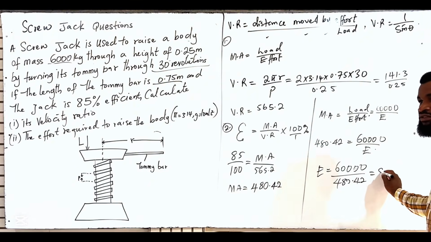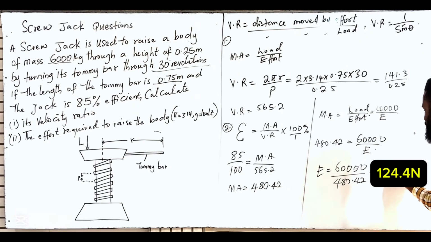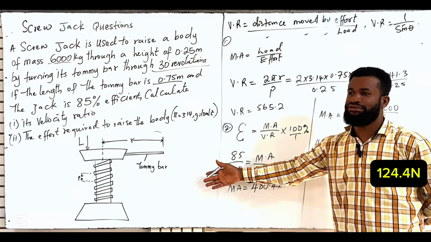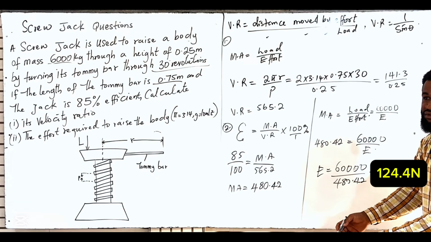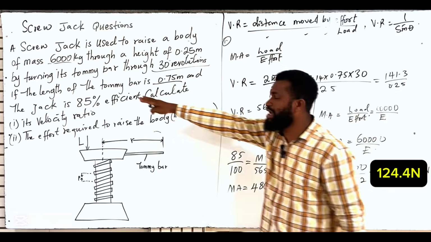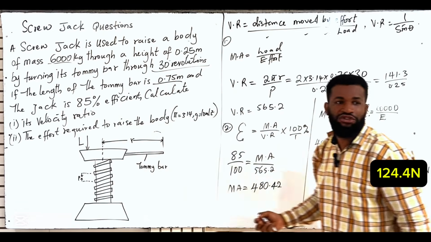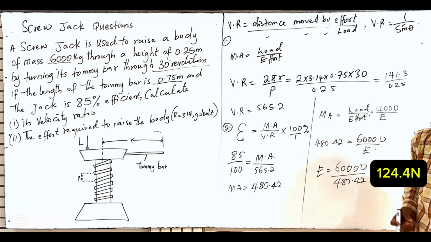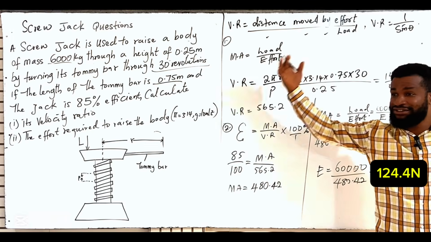8.007 times 10 raised to the power minus 3. All right. That means, see, effort is too small to lift a load of 60,000, which means the machine, the screw, the jack is very, very good. Because you don't need to put too much effort to lift a very heavy mass like this. So your effort must be very small. That is why it's a machine that helps you put small effort to carry a large load.